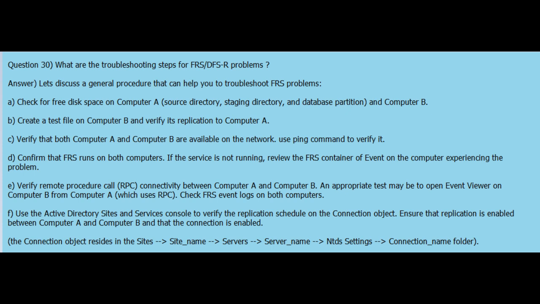Point F. Use the Active Directory Sites and Services console to verify the replication schedule on the connection object. Ensure that replication is enabled between computer A and computer B and that the connection is enabled. The connection object resides in Sites, go to site name, go to Servers, go to server name, go to NTDS Settings, go to the connection name folder.